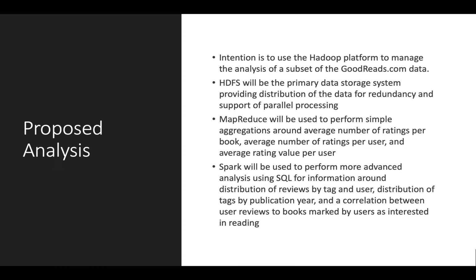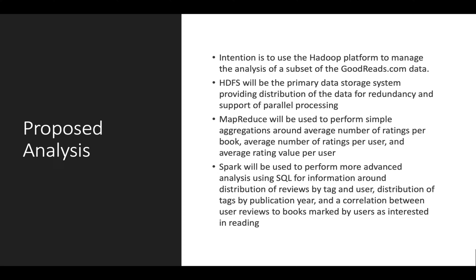So our proposed analysis was to use Hadoop to analyze this subset. We could use a larger set if we wanted to. Goodreads has an open API. You can go and call and get more data as you need. But we're going to limit it to just this 10,000 top books. It's going to use HDFS for the primary storage system. We're going to use MapReduce.